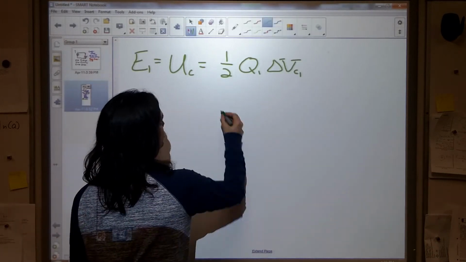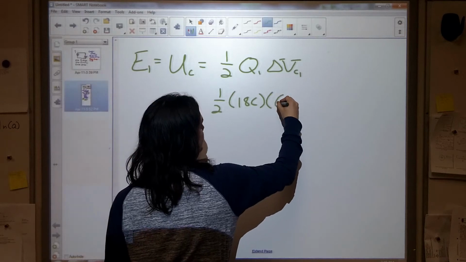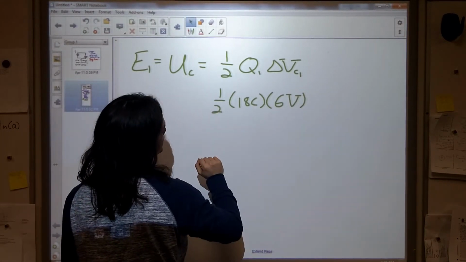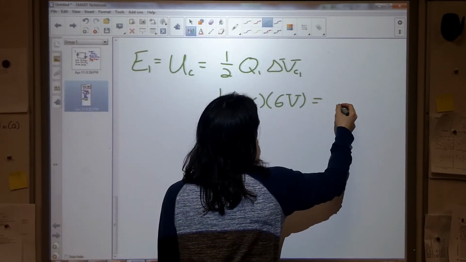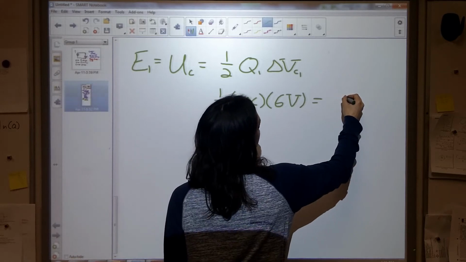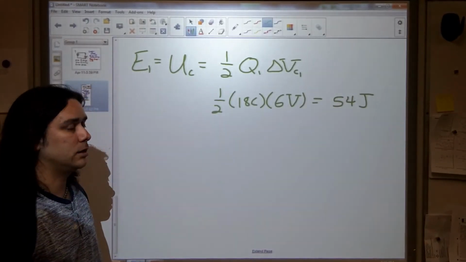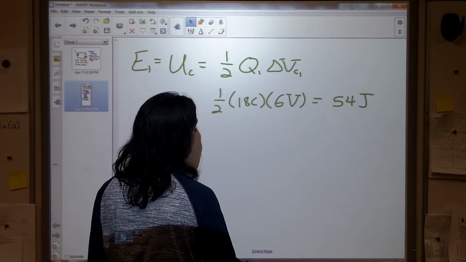If I plug in these values, I'd have 1/2. We found that it had 18 coulomb on it, and the potential difference at the end was 6 volts. So I end up with 1/2 times 18, that'd be 9. 9 times 6 is going to be 54? 54 joules. Once again, SI in, you get SI out. A volt is a joule per coulomb.